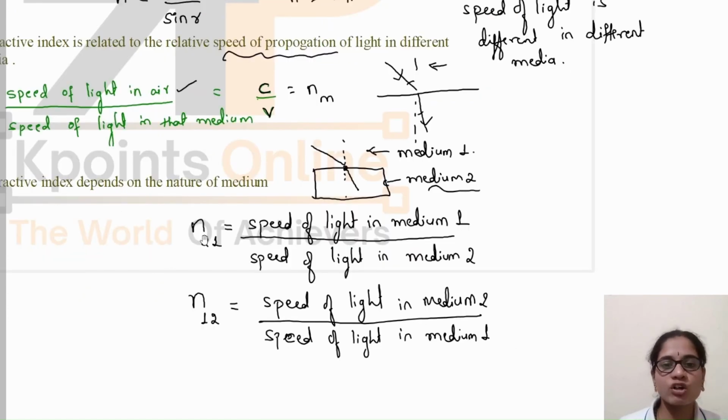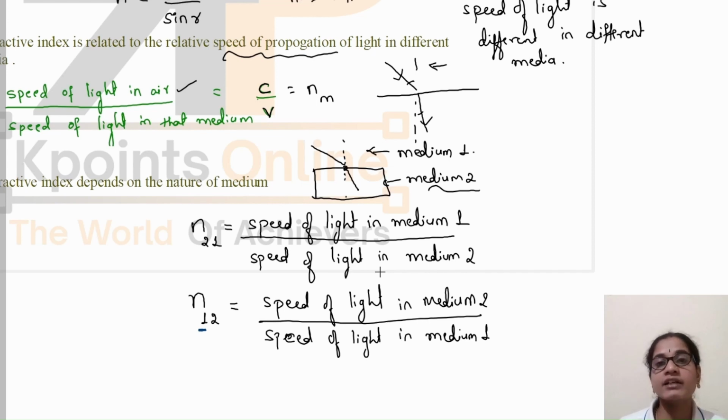When we talk of the refractive index of medium 2 with respect to 1, we show it by the ratio of the speed of light in medium 1 by the speed of light in medium 2. If we write the refractive index of medium 1 with respect to 2, then it is the speed of light in medium 2 divided by the speed of light in medium 1.